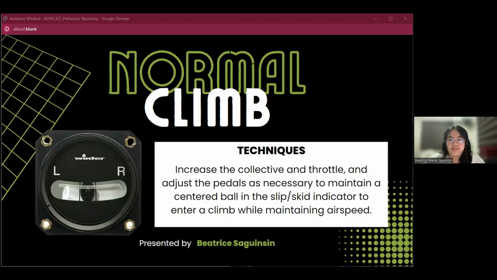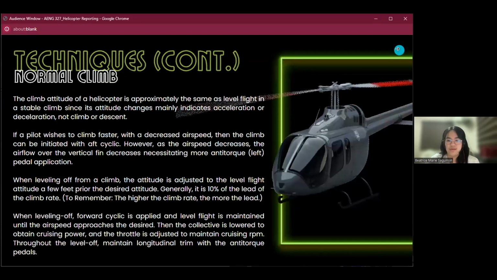Let's now discuss normal climb, which is the third fundamental flight maneuver. Since the entry into a climb from hover was described in another section of the FAA Chapter 9, I will only be discussing entry into a climb from cruising flight. I will discuss briefly the technique on how to enter a climb. The collective and throttle are increased and the pedals are adjusted as necessary in order to maintain a centered ball in the slip or skid indicator, as shown in the picture to the left. Next slide, please.